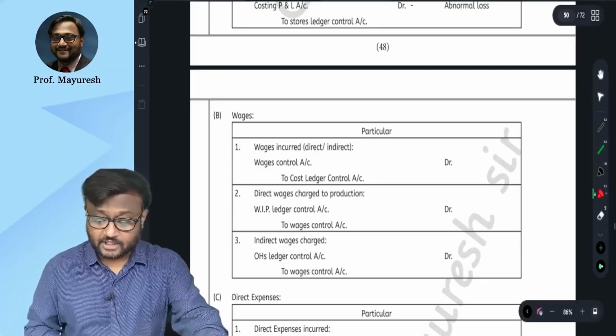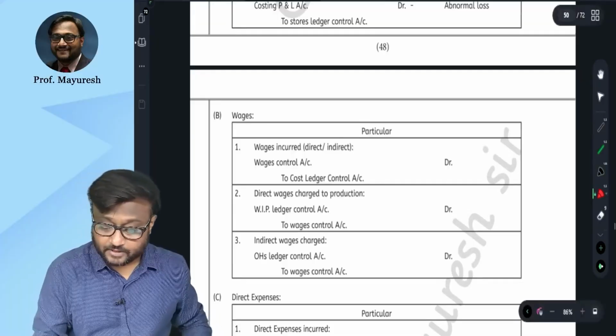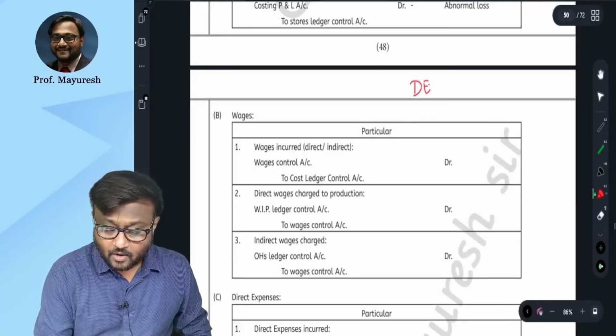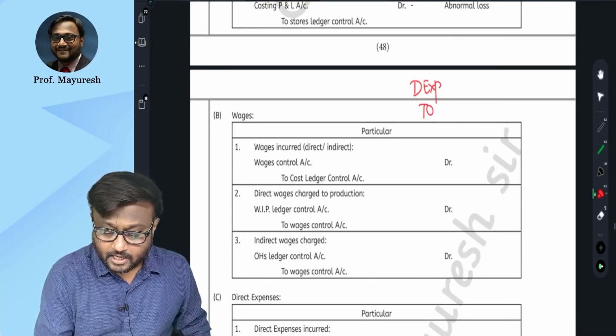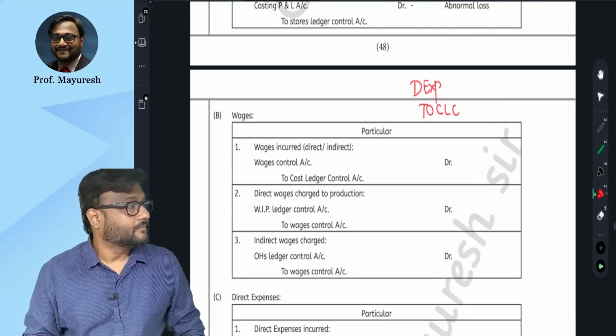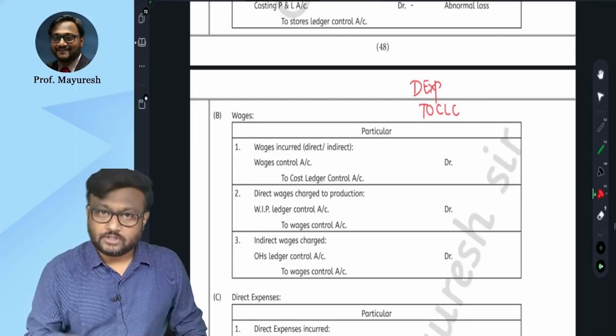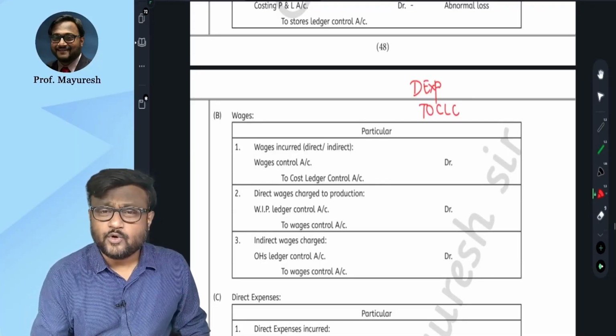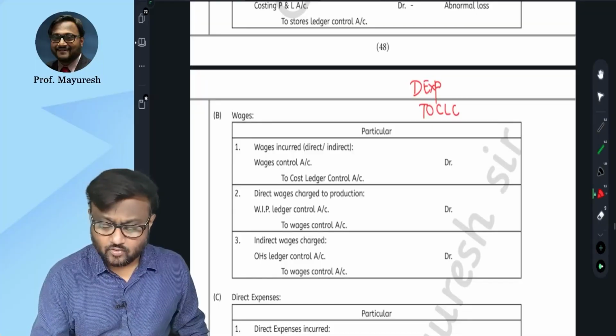Then you have direct expenses. Now guys, direct expense concept is very simple. Please understand. We will have to pass entry for incurring the cost. So direct expense to CLC will be the entry. If I'm incurring the cost, I have to pass this entry direct expense to CLC, and immediately we don't keep it as a separate account.